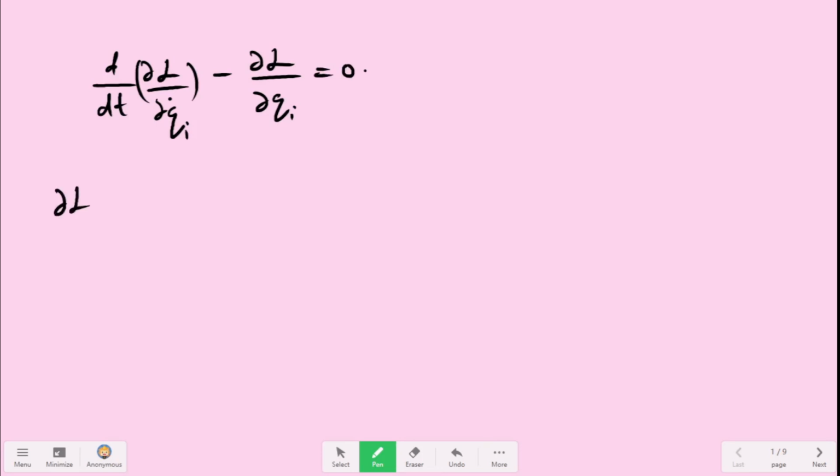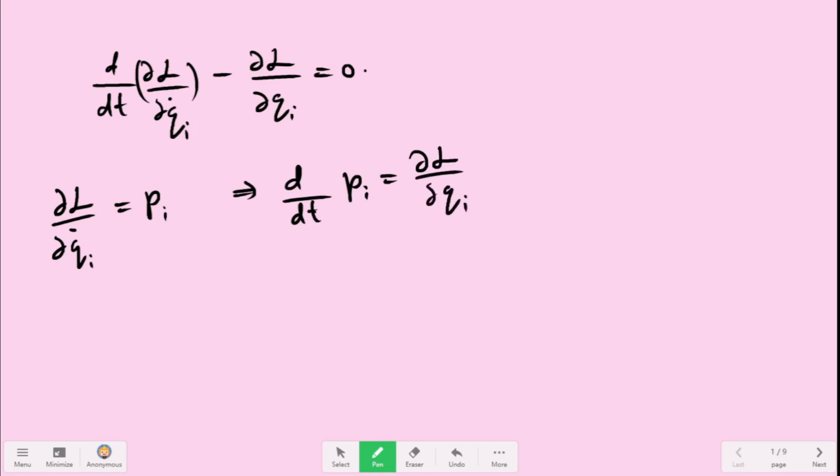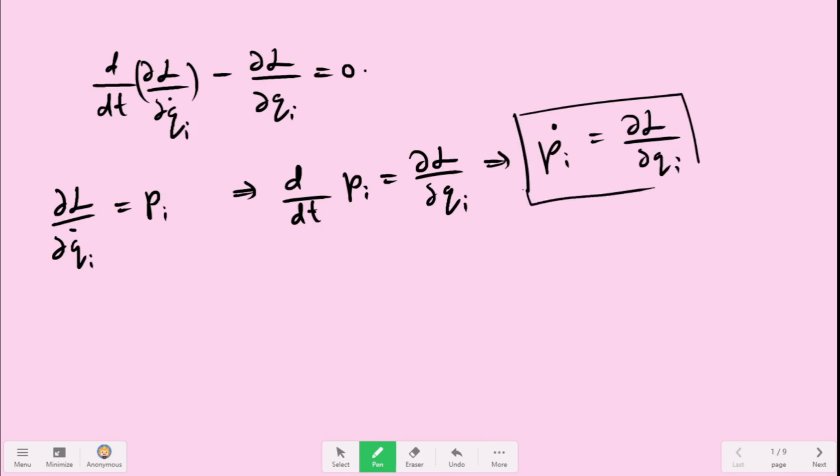We know that ∂L/∂q_i dot is equal to the generalized momentum, which is p_i. So if you substitute this in the Euler-Lagrange equation of motion, we get d by dt of p_i is equal to ∂L/∂q_i. Now you can represent the total time derivative by a dot. Therefore we can write p_i dot is equal to ∂L/∂q_i. This relation may come in handy to solve some problems, so take a note of it.